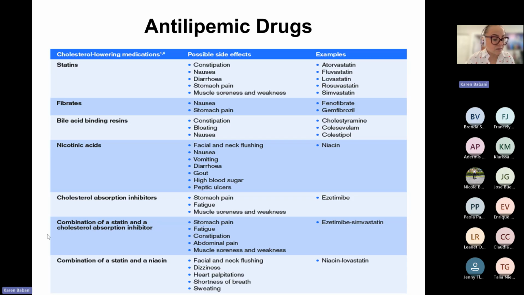Remember, the best time to take these medications is morning. No, at night. At night. Very good.